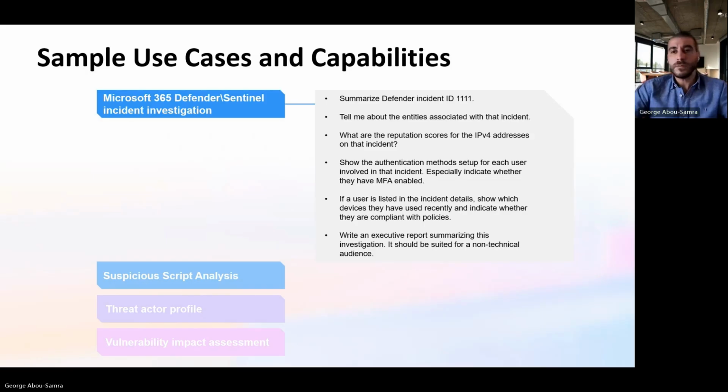So show me the authentication method so I can make sense of the attack and how it happened. And if there are users and devices as part of the entity list, tell me what devices this user has been using. Are they logging in and connecting from a compliant device? All the devices should be Intune enrolled and compliant with our policies. Was this device not compliant with our policies during this attack? And last, write me an executive summary to summarize this attack. What's going on? Maybe it's that you want it to be suited for a non-technical audience. Give me that information as well.